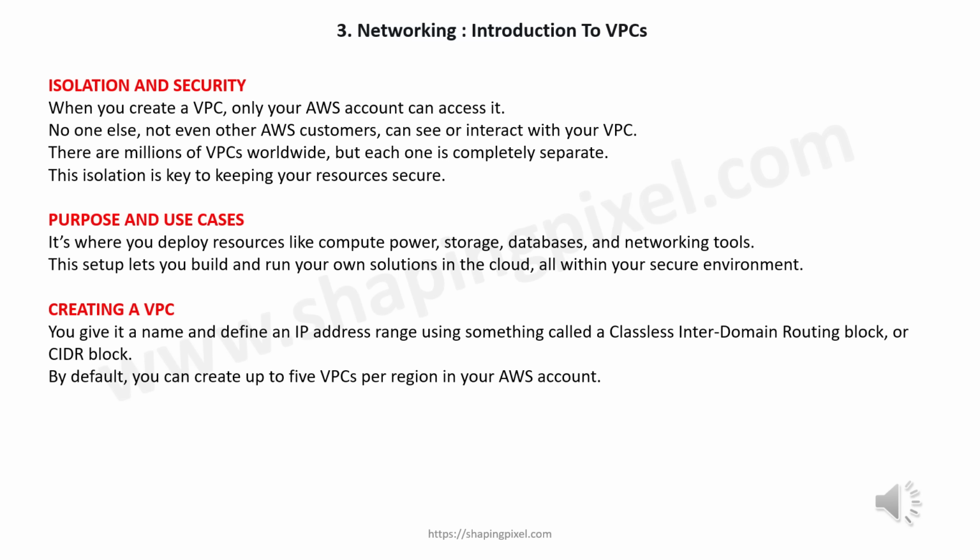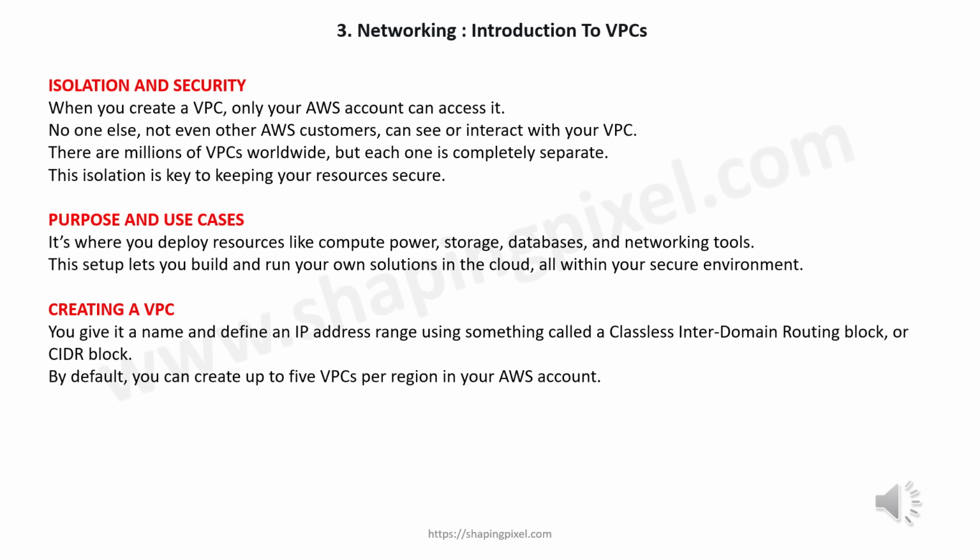Imagine the Amazon Web Services, or AWS Cloud, as a massive digital space. Inside this space, your VPC is your own private, isolated section. When you create a VPC, only your AWS account can access it. No one else, not even other AWS customers, can see or interact with your VPC. There are millions of VPCs worldwide, but each one is completely separate. This isolation is key to keeping your resources secure.